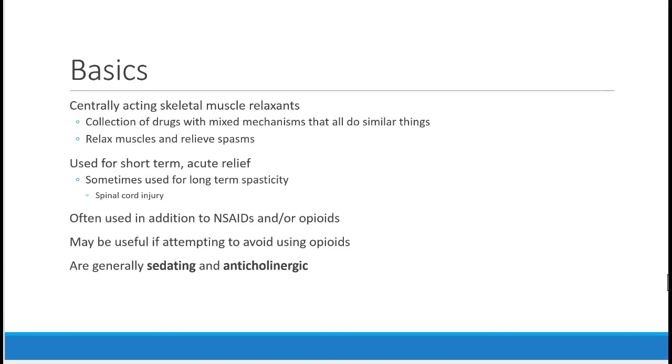All right, let's talk about muscle relaxants quick. So if you need to take a break, this is a good break spot.